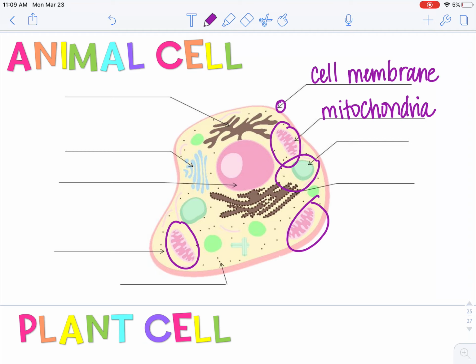Next, you have 2 of these kind of greenish organelles, and realize the coloring on here is not the same as what you would necessarily see in a cell. We're just making it stand out a little bit. So you have 2 of these that store water, food, and waste. They are your vacuoles.